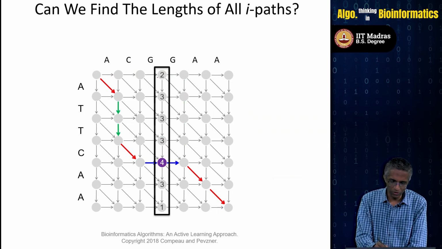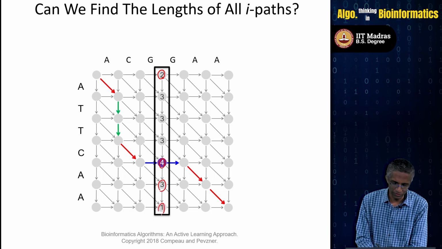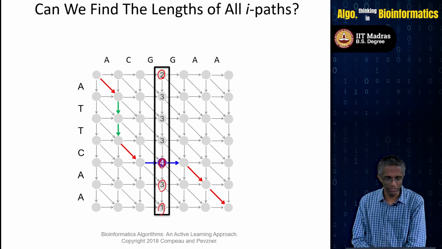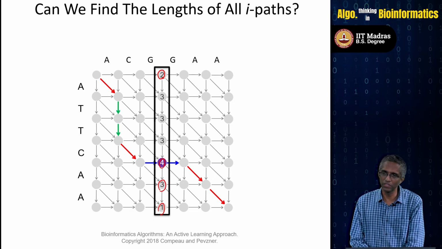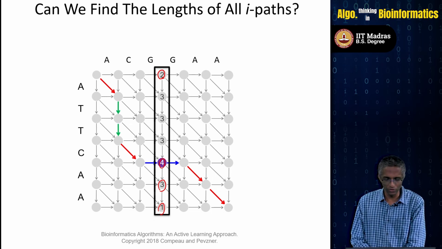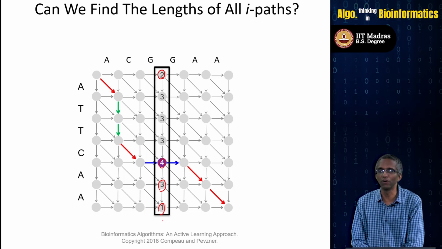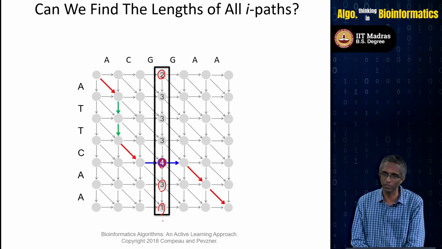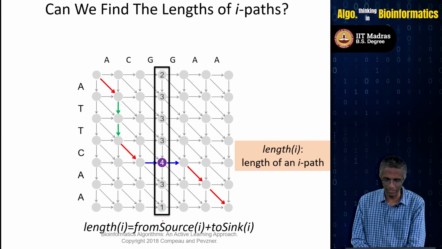Similarly, you can write down all the lengths. So length of 0 path is 2, length of 4 path is 4, length of 5 path is 3, length of 6 path is 1, and so on. You can figure out all of them. And then you now know the middle node, right? The middle node is whichever has the highest score among all of these nodes in the middle column.